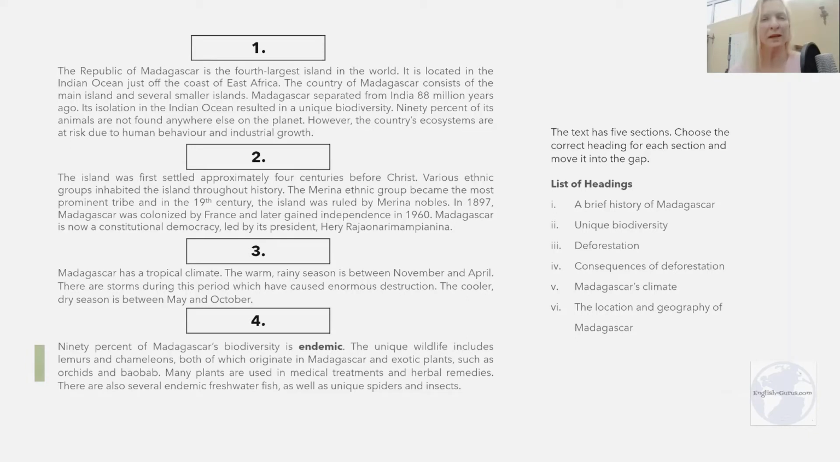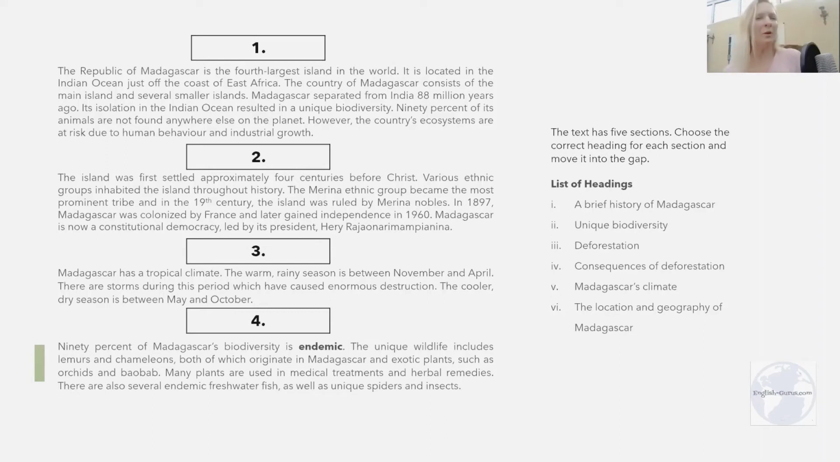The country of Madagascar consists of the main island and several smaller islands. Madagascar separated from India 88 million years ago. Its isolation in the Indian Ocean resulted in unique biodiversity. 90% of its animals are not found anywhere else on the planet. However, the country's ecosystems are at risk due to human behavior and industrial growth.